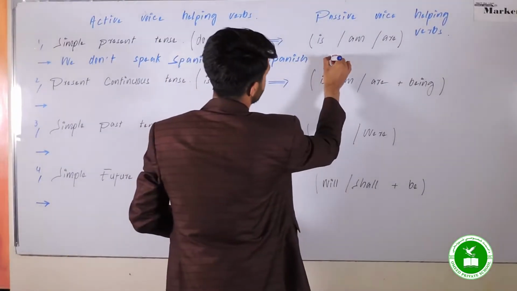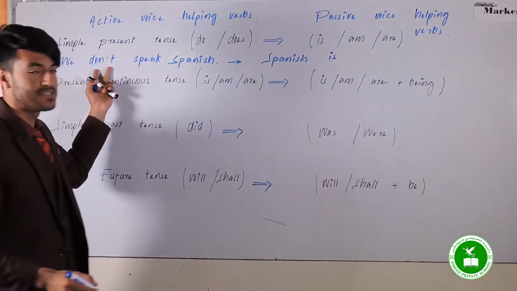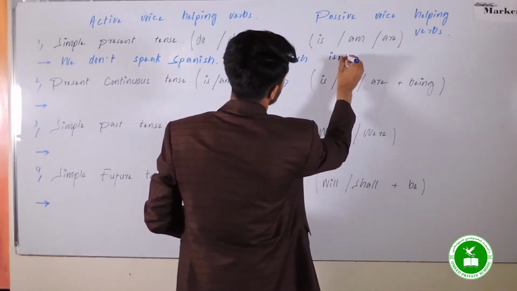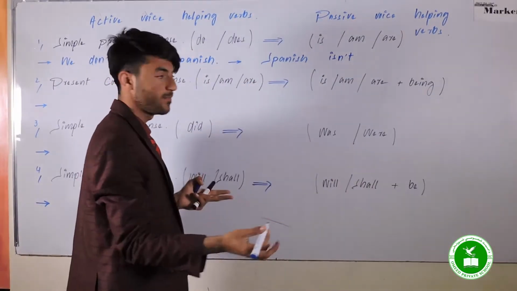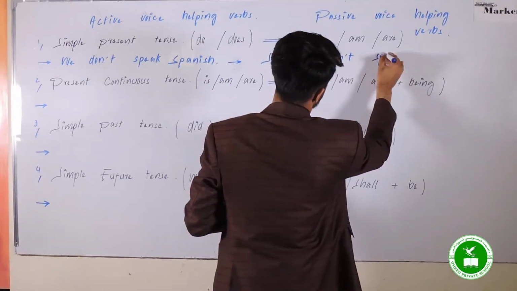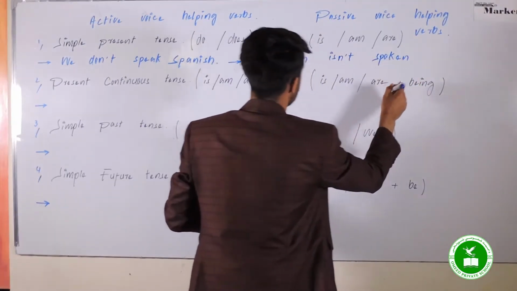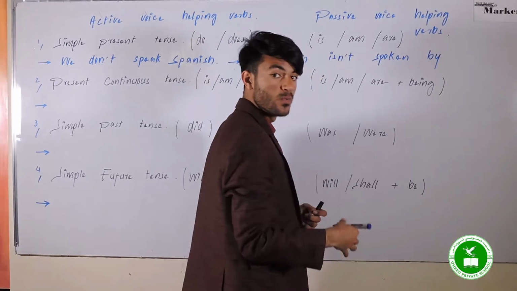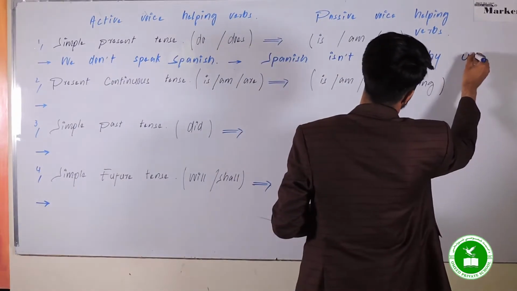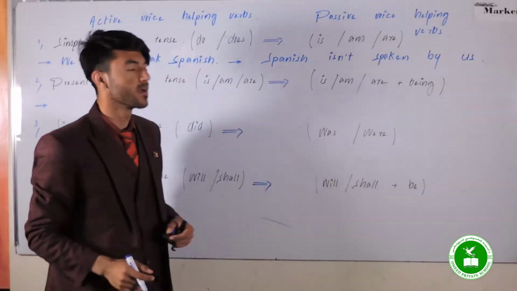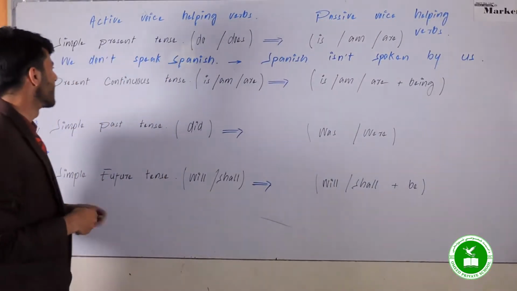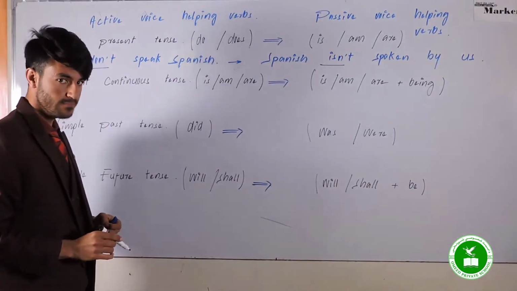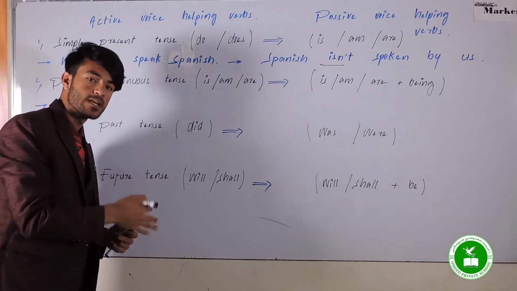Spanish is. The sentence is negative, so we have to make this one negative too, right? Spanish isn't. The verb is speak, the third form of speak, that's spoken. Isn't spoken by, the subject is we. When we want to change we to object, we can say by us. Spanish isn't spoken by us, right? Okay, here what do we have? Do. And here we have is. That's how we change simple present tense from active voice to passive voice.